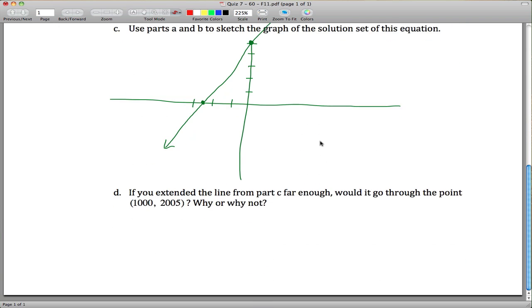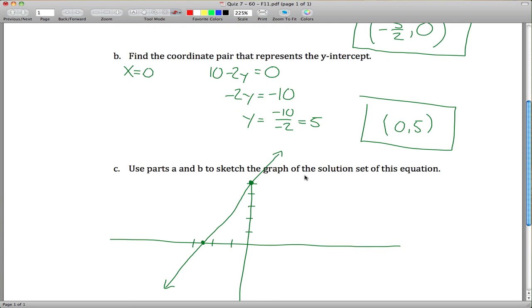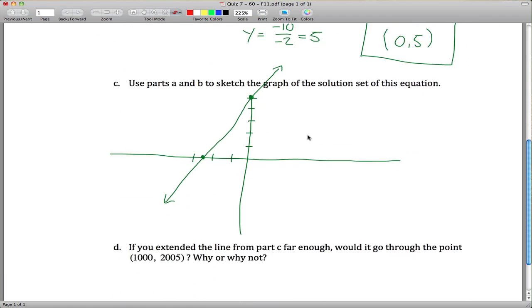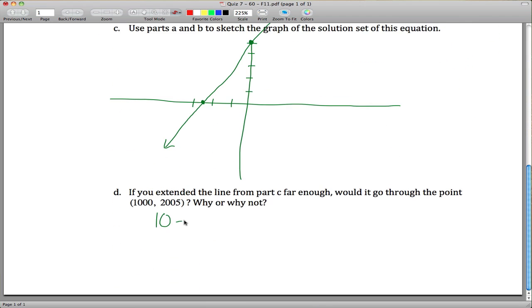All right, on to part D. If we extended this line far enough, would it go through this crazy point right here? 1,000 way over to the right, 2005 way up top. Hard to tell just from looking at a graph. So what we could do is go back to our original equation: 10 minus 2y plus 4x equals 0. This line will go through this point if this point satisfies this equation. So kind of a different way to look at things.